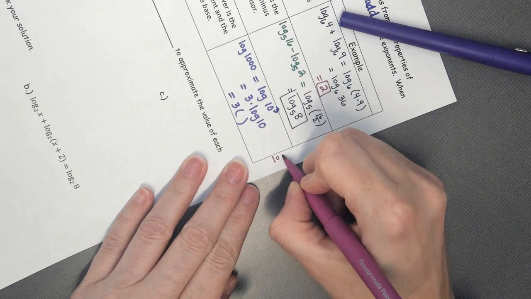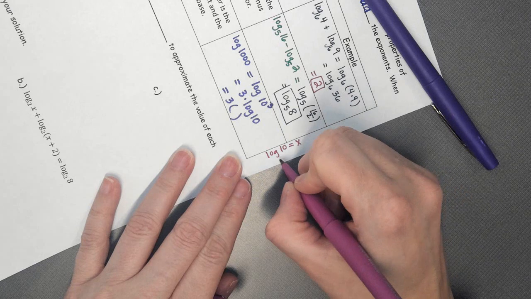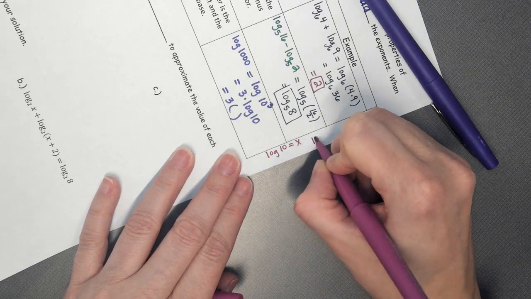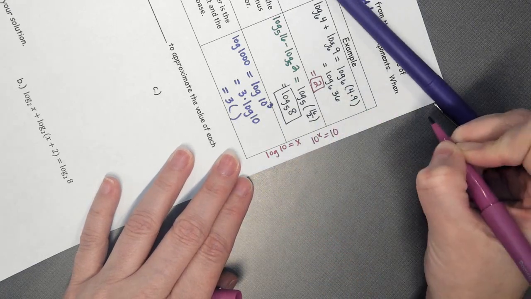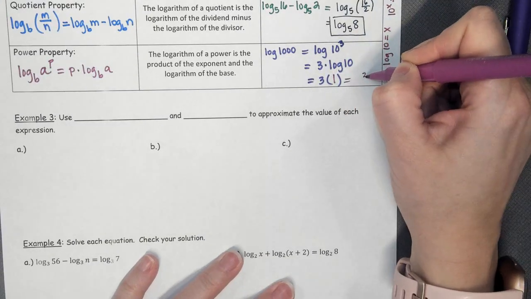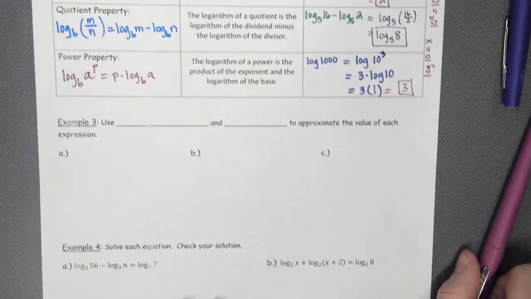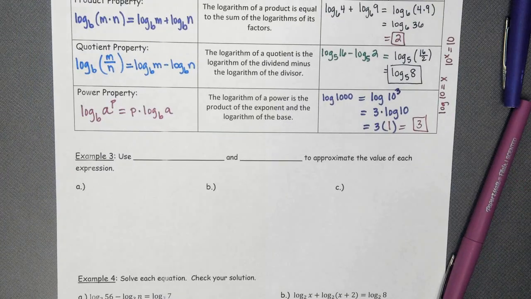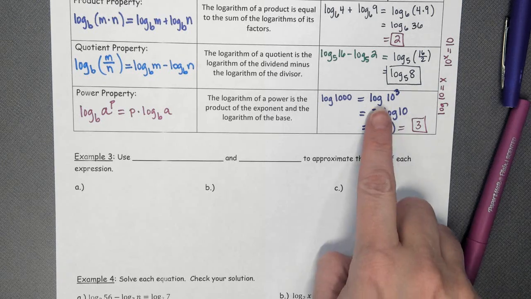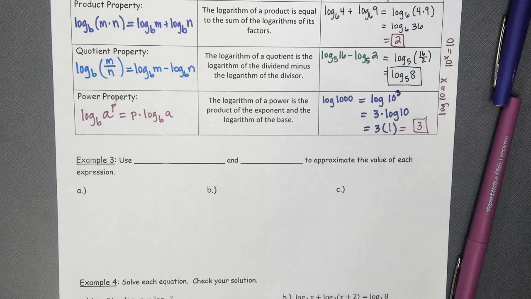If you aren't sure, just remember, if it was the log of 10 equals x, and remember you can't see the little 10 here, 10 to what power is 10? 1. So this is going to be 1. So 3 times 1 is 3. You won't have to do ones like this yet, but that's where we're headed with the properties.